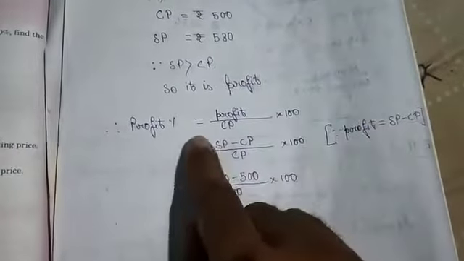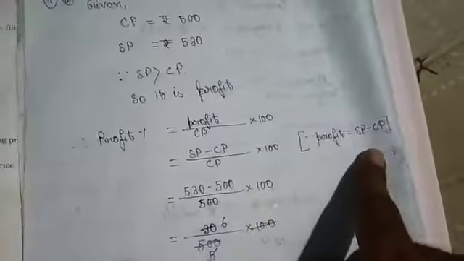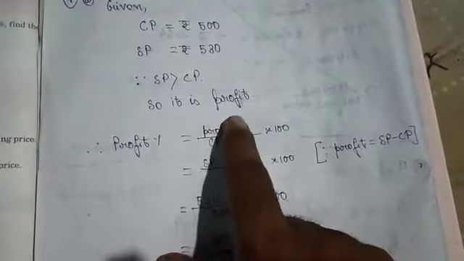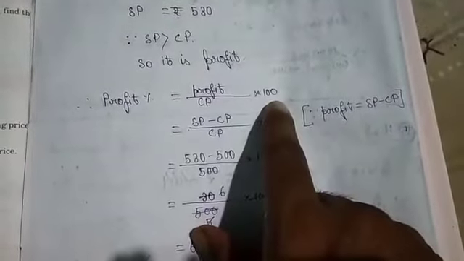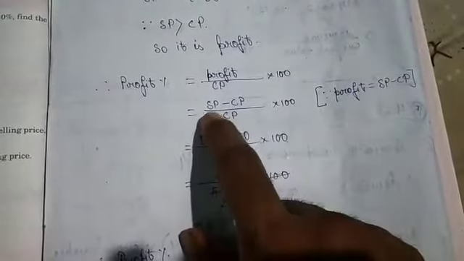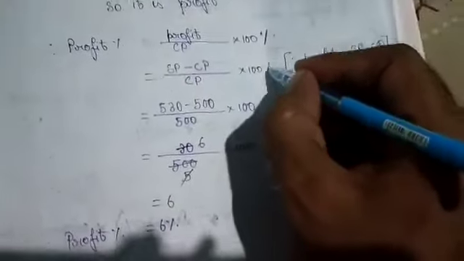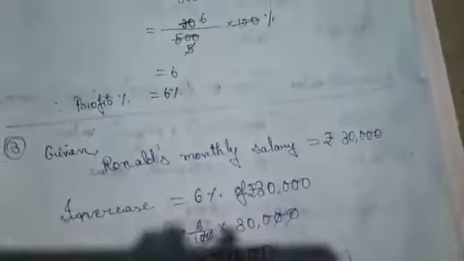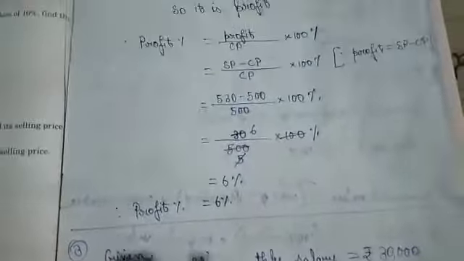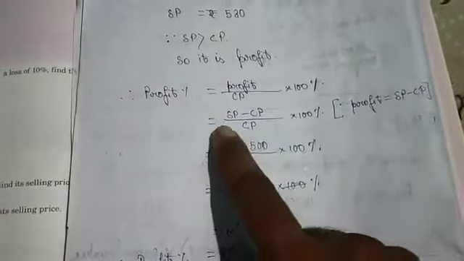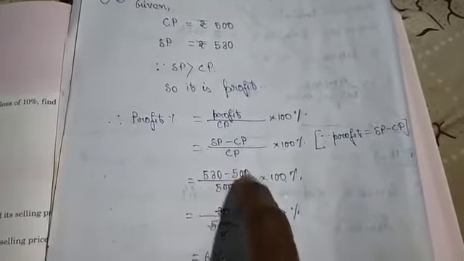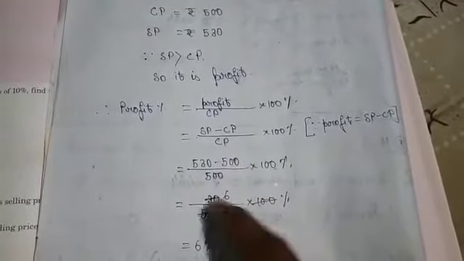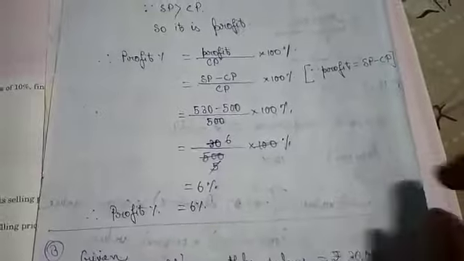And to find out the profit percentage, we have to calculate what the profit is. You can find it separately, or you can do it directly in the formula. I have written profit percentage is equal to profit by CP into 100%. Now we know that profit is equal to SP minus CP. SP and CP are both given: 530 is SP and 500 is CP, divided by CP, which is 500. Now cancel it out, subtract, and you will get the percentage as 6%.